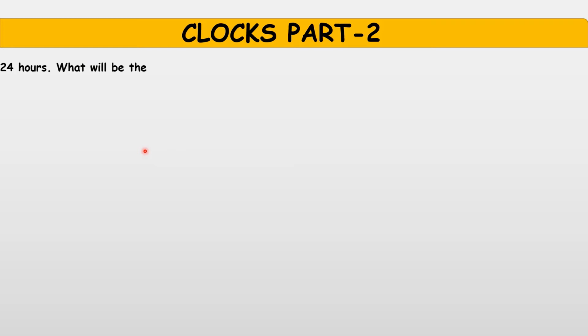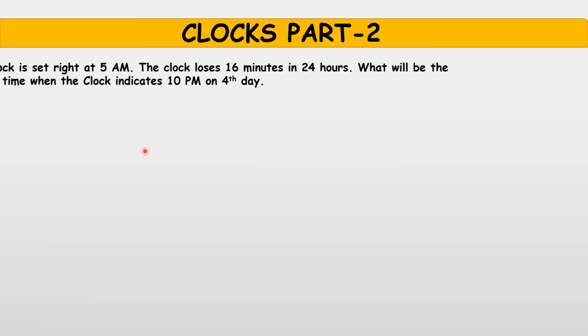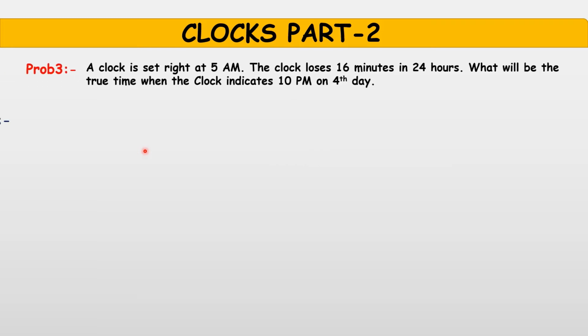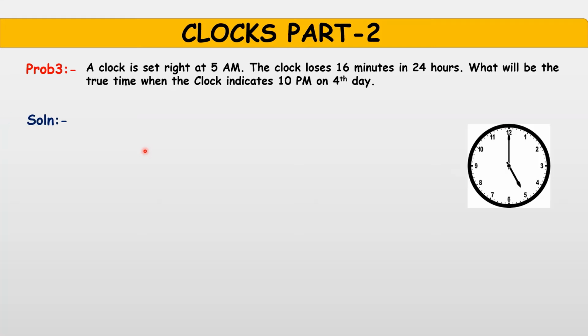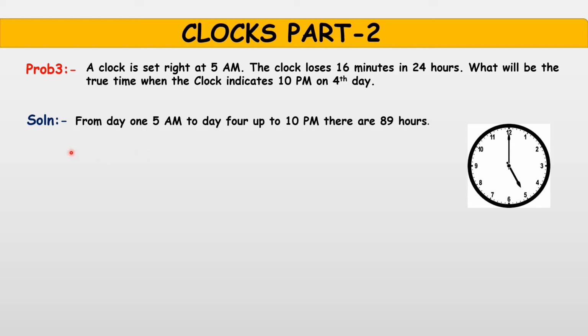Problem 3. A clock is set right at 5 a.m. Today is a Sunday. At 5 a.m. in the morning a clock is set correctly. The clock loses 16 minutes in 24 hours. So a day has 24 hours and the clock loses 16 minutes in that. After losing 16 minutes, it only remains 23 hours and 44 minutes. Okay, that point is written.